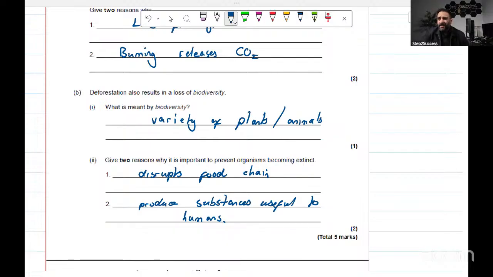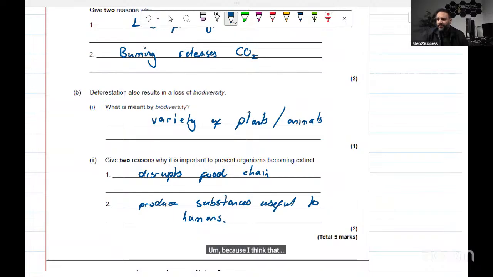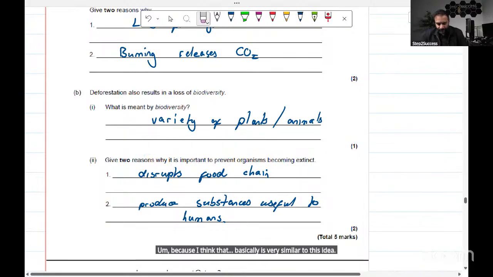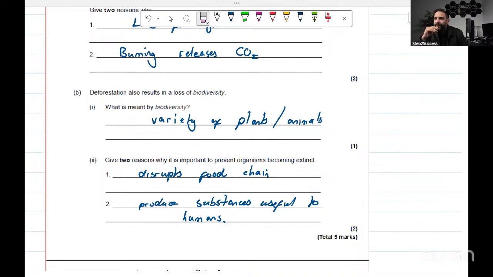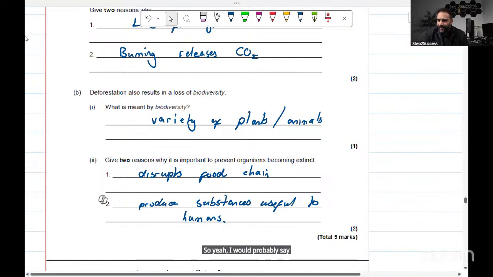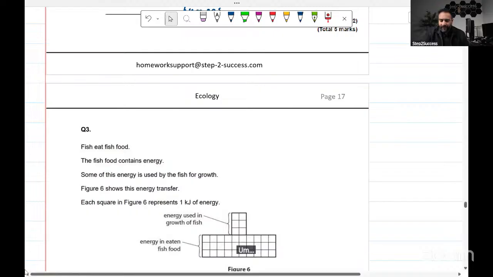Yeah, I would mark it correct, because I think that is very similar to this idea. And it's very similar to that whole idea of the future generations, if there's more biodiversity and stuff like that. So yeah, I would probably say that that's okay. That was all of question seven. And then there was another question relating to five at the back.